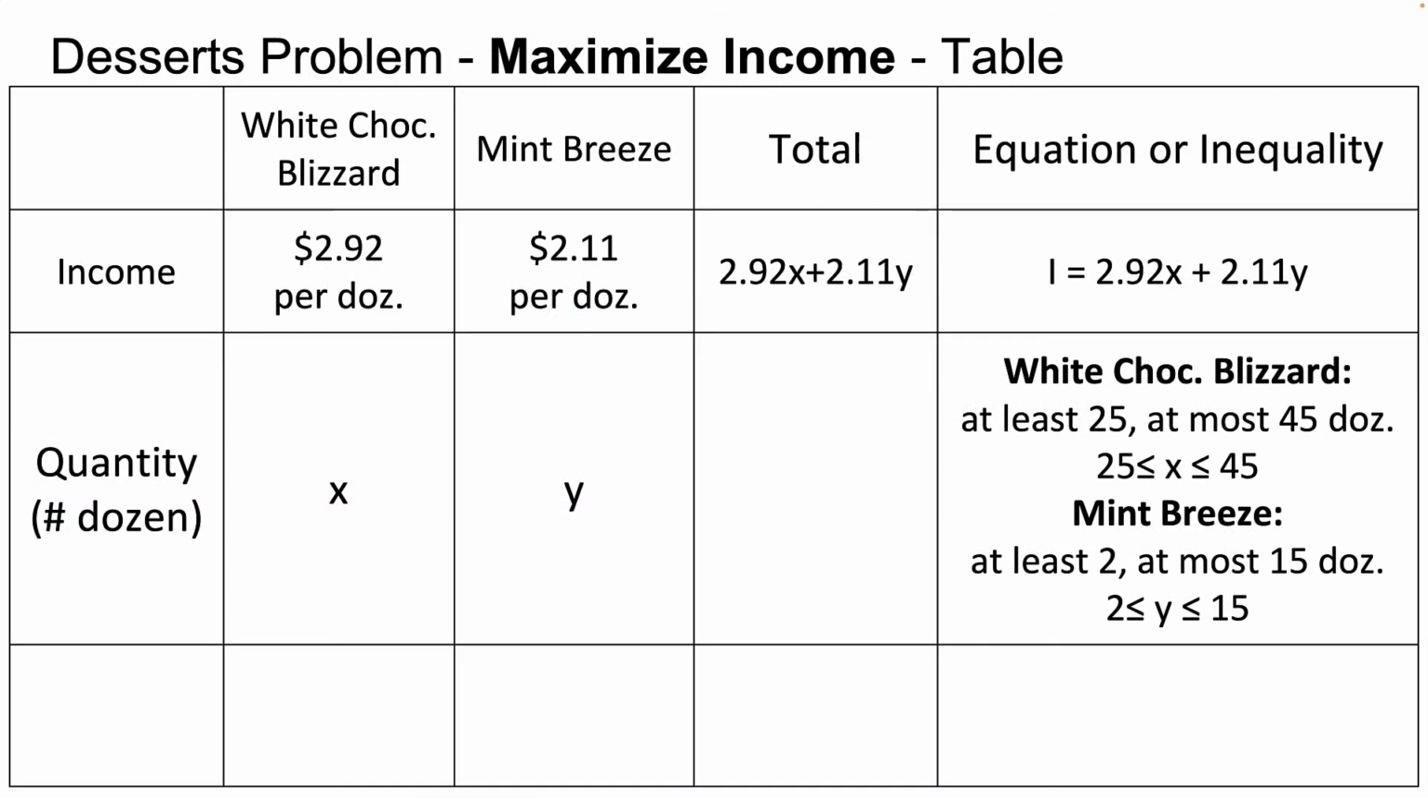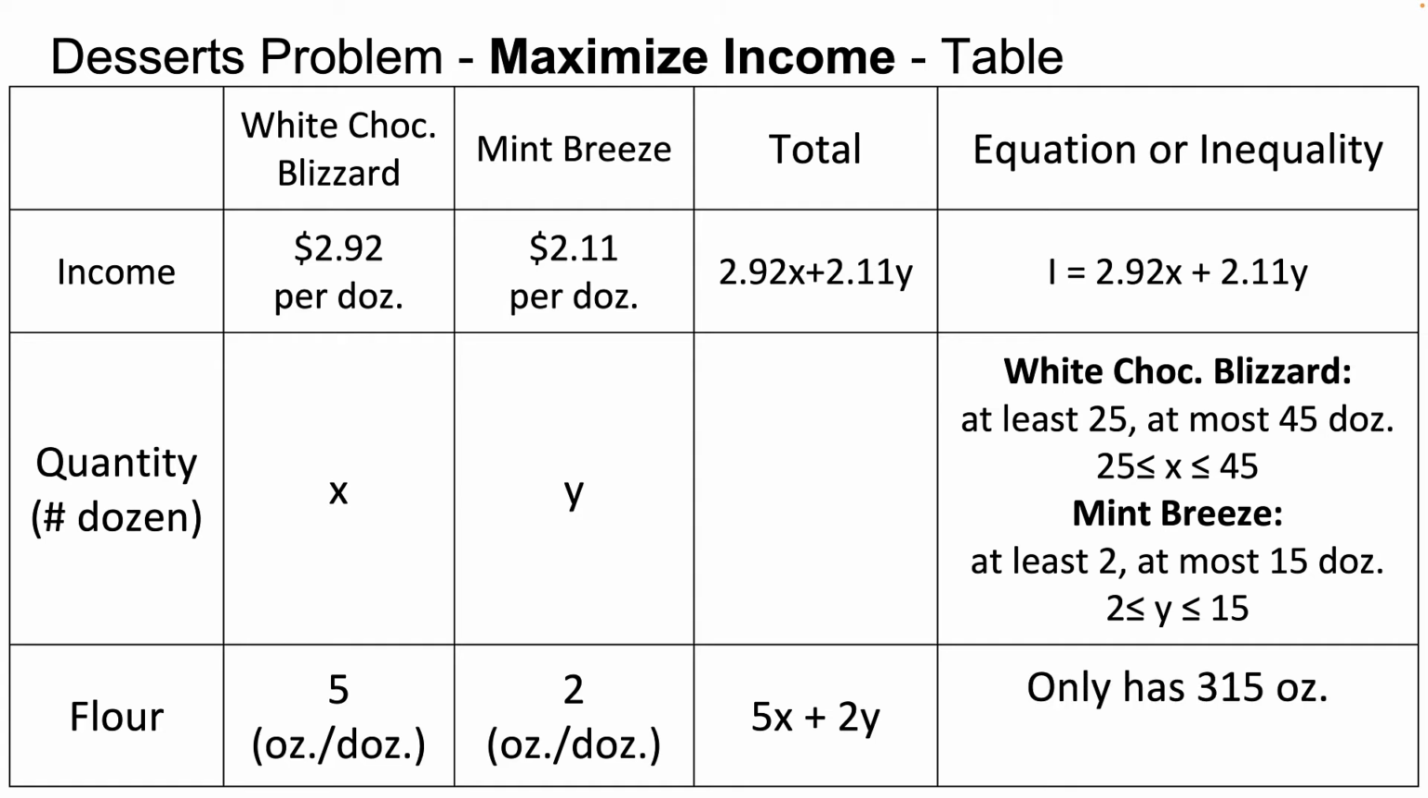In the last row of my table, I'm going to write the constraint revolving around flour. We know white chocolate blizzards require 5 ounces per dozen, while mint breezes require 9 ounces per dozen. So total, that's 5x plus 9y, and we know the restaurant only has 315 ounces of flour available. As an inequality, this says that 5x plus 9y is less than or equal to 315. So the total flour that we use to make the white blizzards and mint breezes cannot be more than 315 ounces the restaurant has on hand.